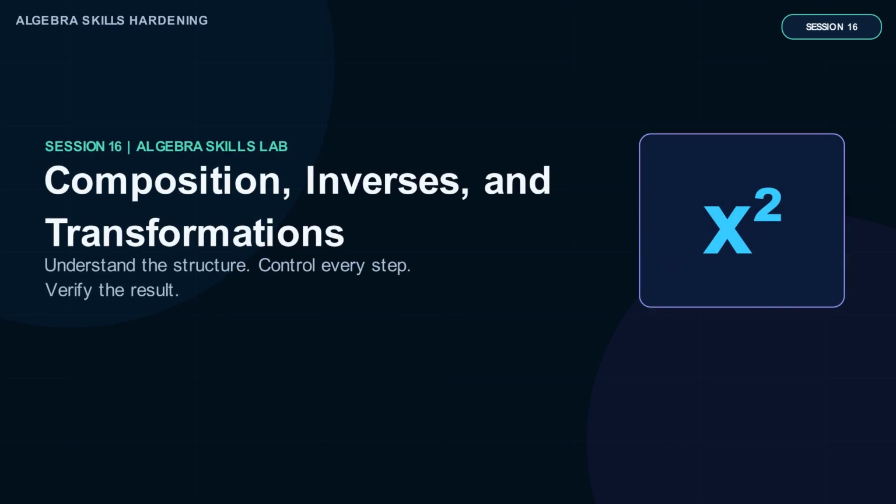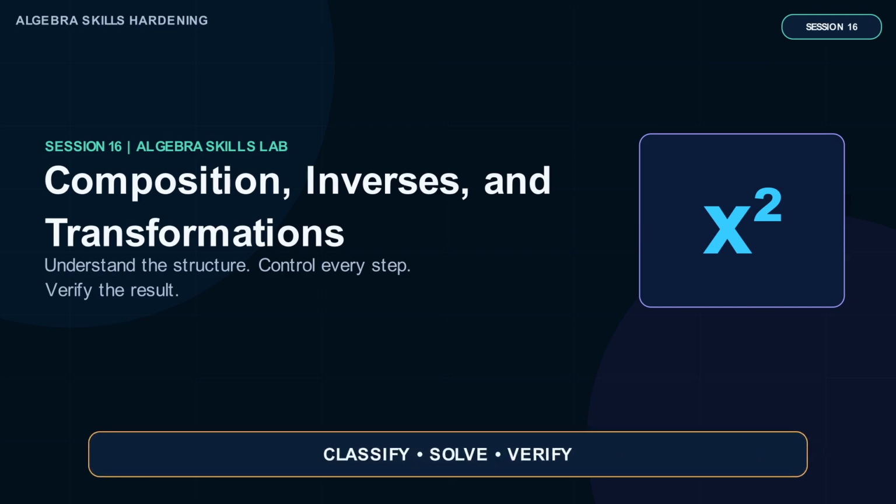Welcome to Session 16, Composition, Inverses, and Transformations. This lesson strengthens algebra that remains reliable when the numbers or representations become unfamiliar. You will learn to compose functions in the correct order, to construct and verify an inverse function, and to interpret horizontal and vertical transformations accurately. Treat these as connected habits.